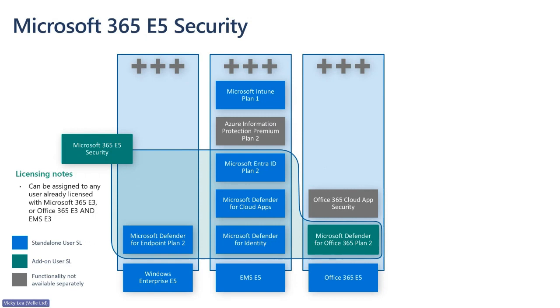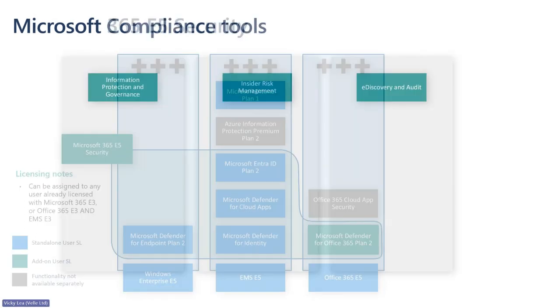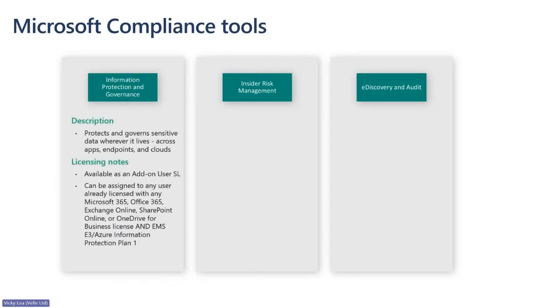So if I have Microsoft 365 E3 or Office 365 E3 and EMS E3, those two, I can add on the security features on top. So I can either go for a full-blown E5, as we'll see shortly, or I could purchase just the security E5 elements. It's very similar with compliance tools. There's a range of compliance tools.